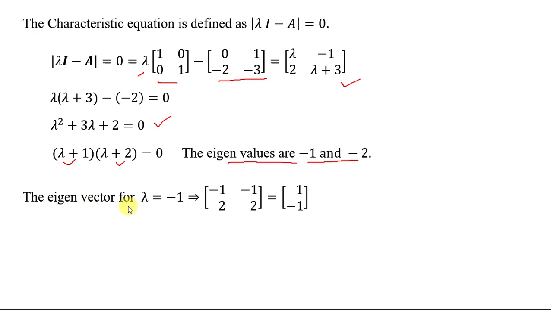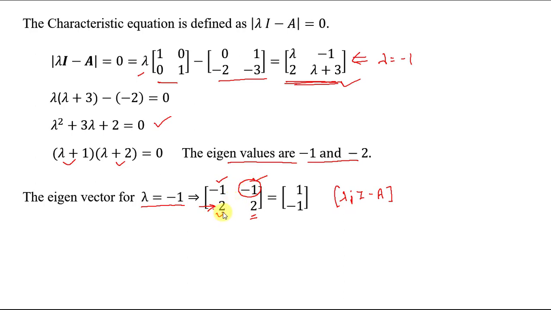So the eigenvectors for lambda equals -1, we will put lambda equals -1 in the λI - A matrix. So you will get the value of lambda is -1, 2 is given, and lambda equals -1 plus 3, which equals 2. So you will get the value of λI - A. For finding the eigenvector, we will find the cofactor of any row. Suppose the cofactor of this second row. So the cofactor of this row equals -1.